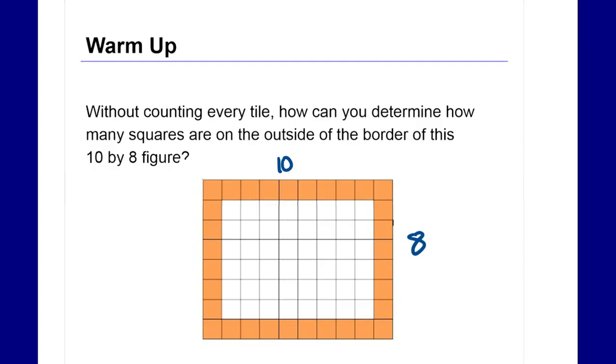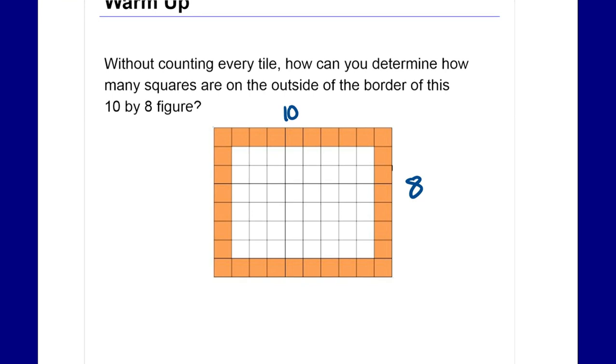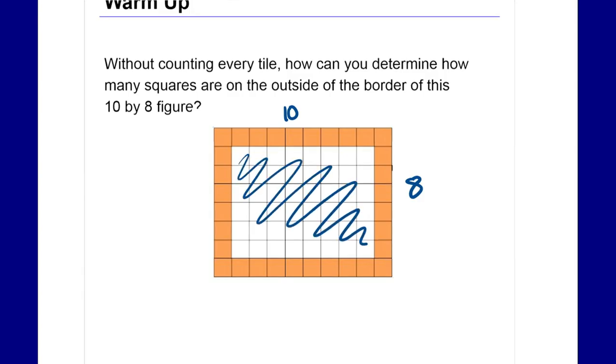So again, a little bit of a warm-up to figure that out. Maybe, and I'll give you a hint, there are different ways you could do this, but maybe look at the shape of the overall figure and then think about what we're taking or getting rid of, which is everything in here, and thinking about what kind of shape that would be.